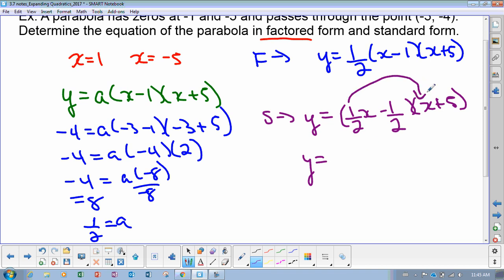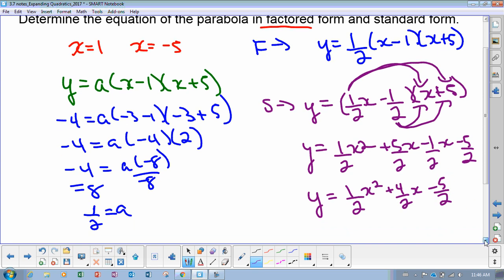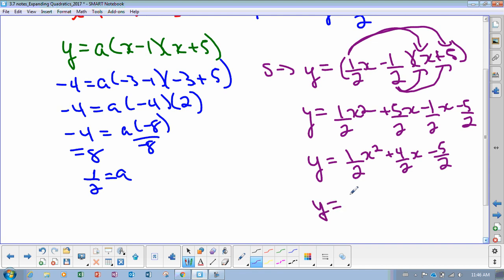So 1/2 x times x is going to be 1/2 x squared. 1/2 x times 5 is going to be plus 5/2 x. Here we have minus 1/2 x, and then the last term is going to be -1/2 times 5, so it'll be minus 5/2, and there's no x. So that simplifies to give us 1/2 x squared plus 5x/2 minus 1/2 x, which gives plus 4/2 x minus 5/2. So we get y equals 1/2 x squared plus 2x minus 5/2, because 4 divided by 2 is 2.